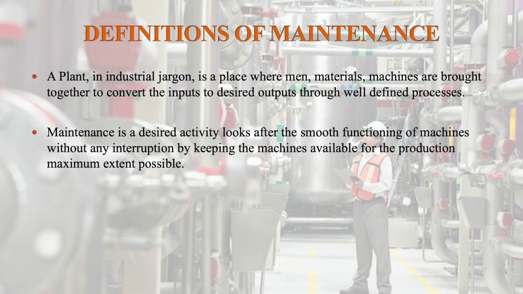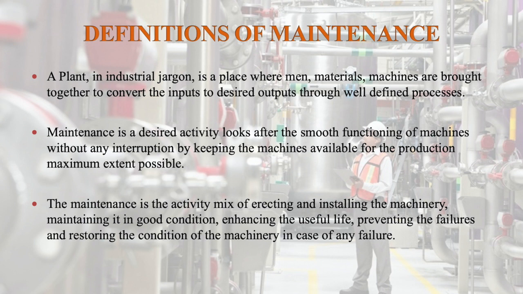This is one definition. Maintenance is the activity mix of erecting and installing the machinery, maintaining it in good condition, enhancing the useful life, preventing the failures and restoring the condition of the machinery in case of any failures. So this is another definition of maintenance. Any maintenance department has various functions. It erects, then installs, and then maintains. The machine has to be provided in good condition so that production can be taken from that machine.